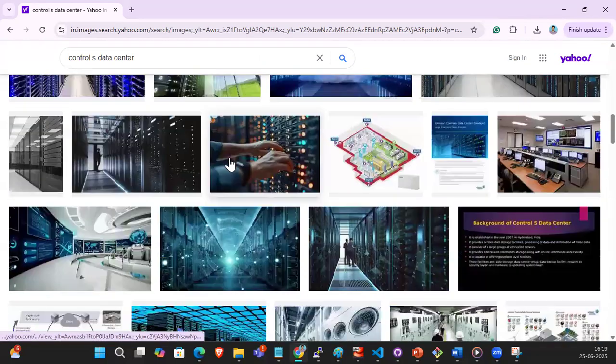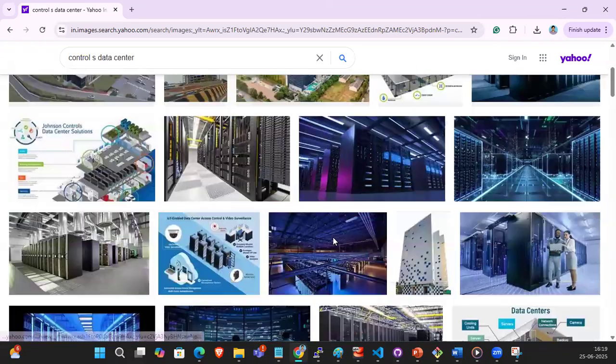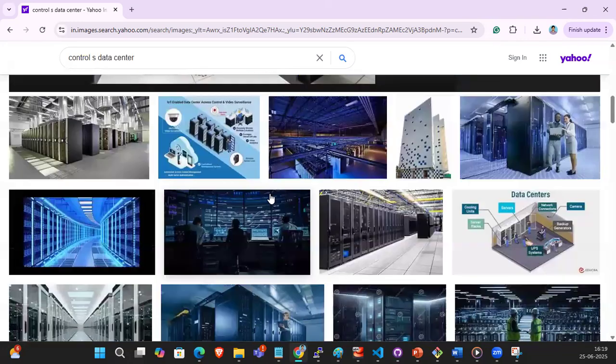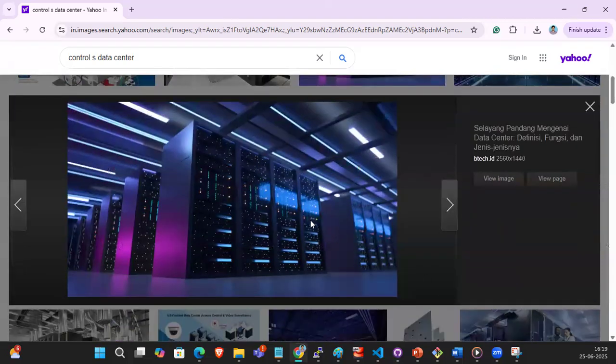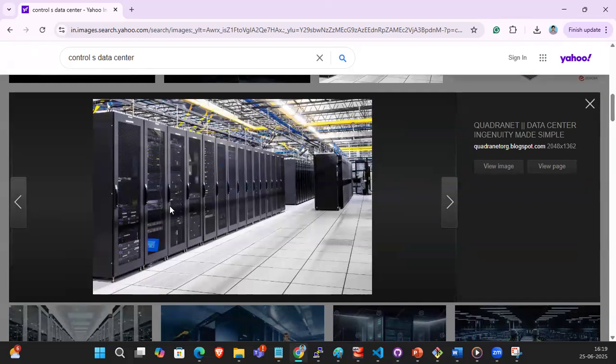You see, this is the data center. It contains the servers and the racks. These all are the racks. In the racks, we are keeping our servers. They are providing 24 by 7 power backup and internet backup. The uptime of the server should be 99.999 percent. Guys, understood?